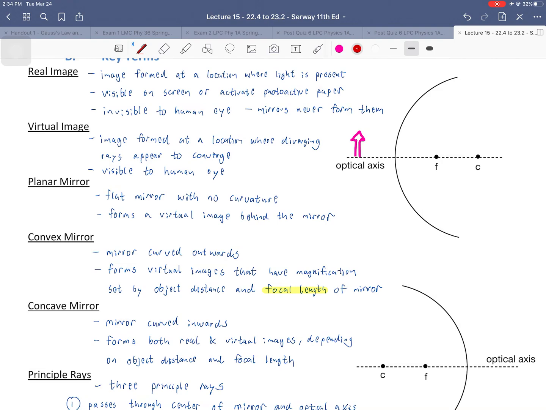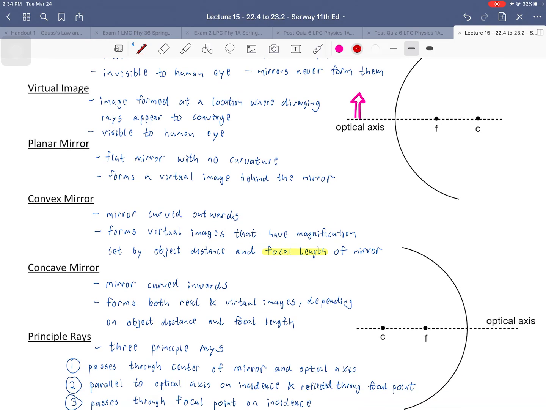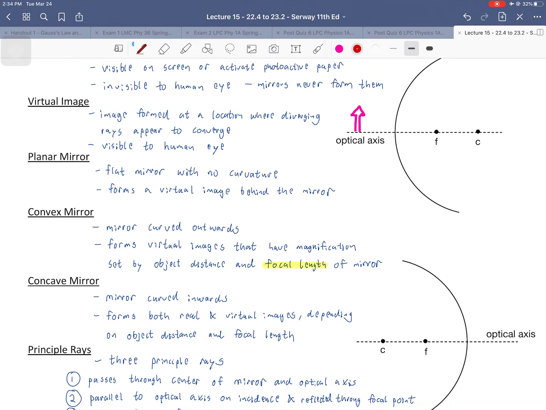Okay, so principal ray number 1 is the one that passes through the center of the mirror. Okay, so this one then will come down like so, reach that point where the optical axis meets the center of the mirror, and then due to the law of reflection, it's going to come right back off at that same angle. Okay, so the idea there is that theta 1 equals theta 2. Okay, so that is our first of our principal rays, ray number 1.